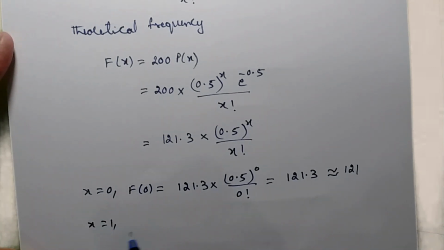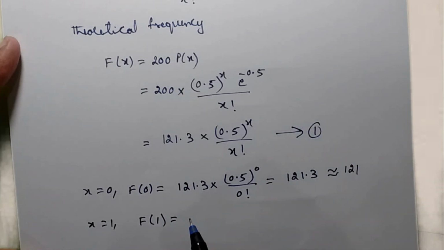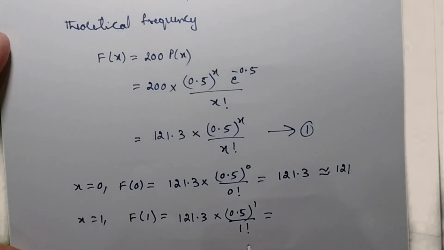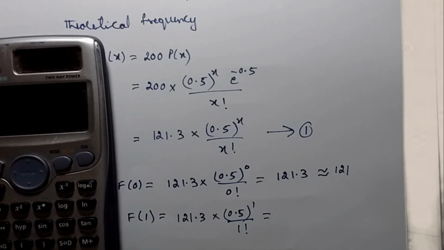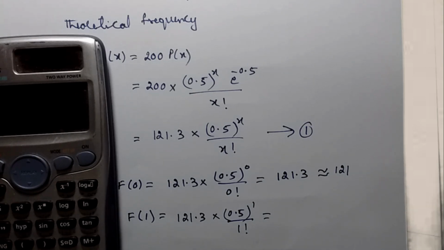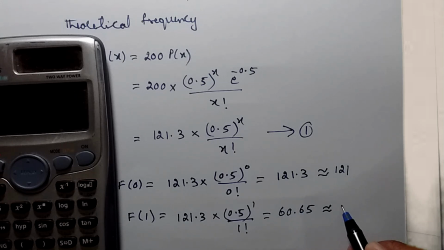So when x equals 1, taking this as equation 1, if I put x as 1: 121.3 into 0.5 to the power of 1 divided by 1 factorial. Here this will be 1 itself, 0.5 multiplied by 121.3. Check how much you are getting. You get 60.65. Approximately, after the decimal the value is greater than 5, so you add 1 to the previous decimal place. Therefore you will be getting 61.